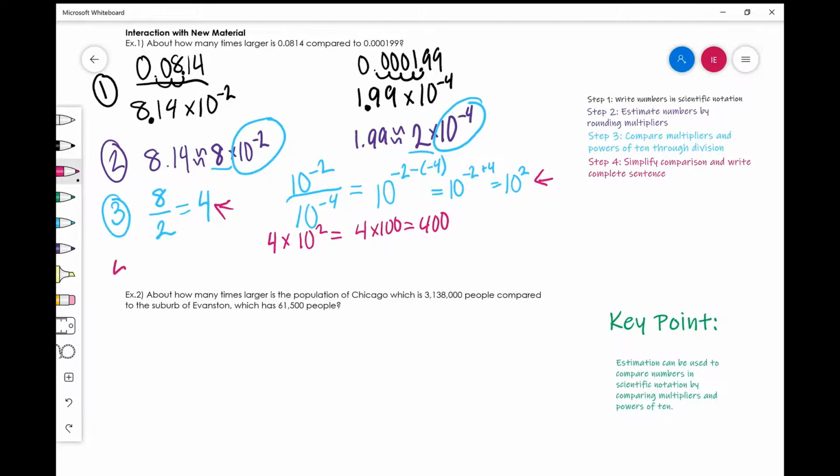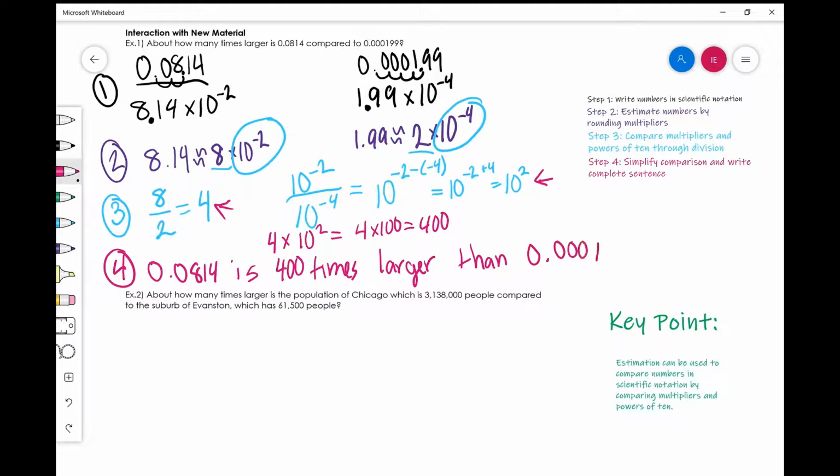That means for my final step, I can say that 0.0814 is 400 times larger than 0.000199. And I have my answer.